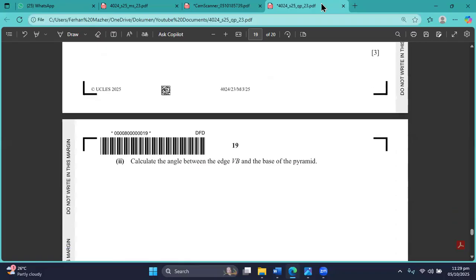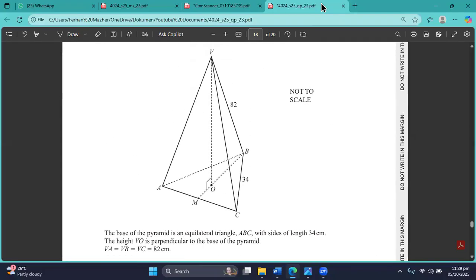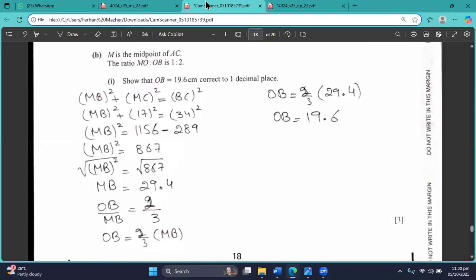Okay, then we have, he says, calculate the angle between the edge VB and the base of the pyramid. So I know the value of the OB. I know this VB is 82 and the angle here is 90. So it's a right angle triangle VOB. I know the hypotenuse. I know the OB value, which is the base. I want to know this angle, the angle VBO. So I want to know that angle. So very simple.